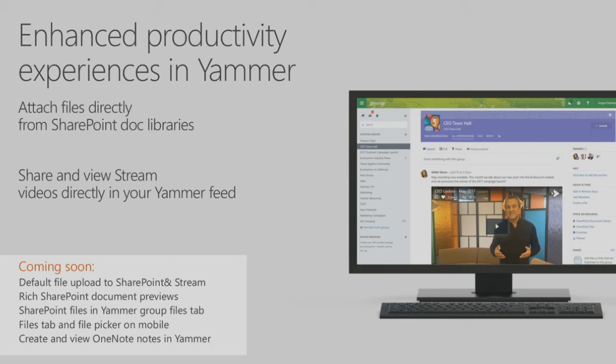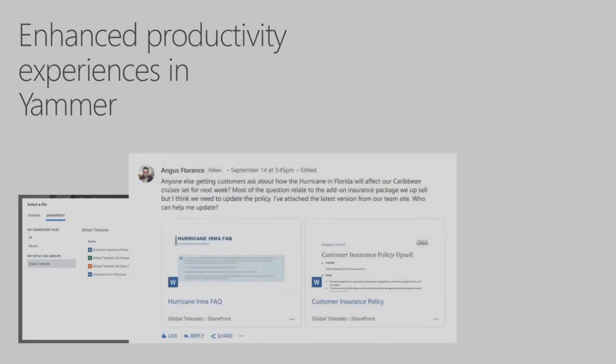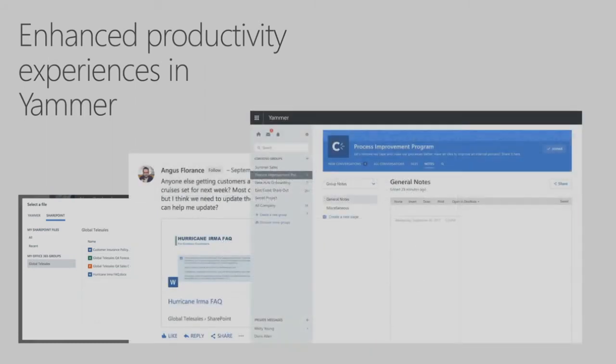And finally, OneNote is another area that we're going to invest in pretty deeply in the next 6 months to a year. So you're going to be able to create and view OneNote notes really easily in Yammer. So let's take a look at what some of these things look like. The file picker you have today. Rich preview coming soon for your SharePoint documents. Here's an example of what OneNote looks like embedded into the Notes tab in Yammer.